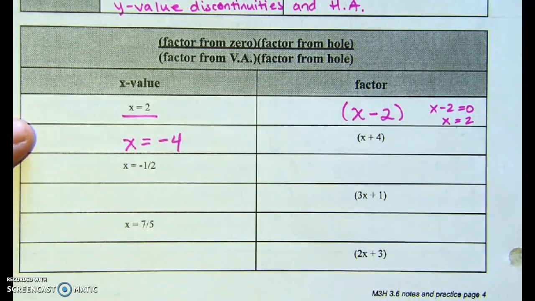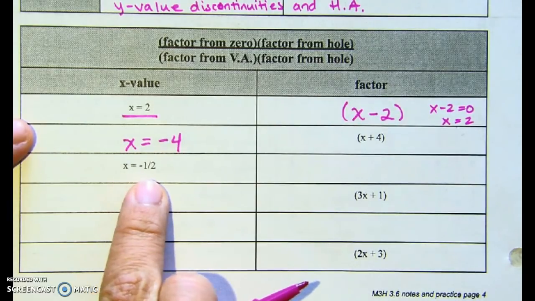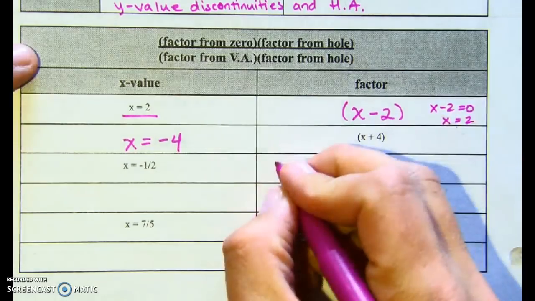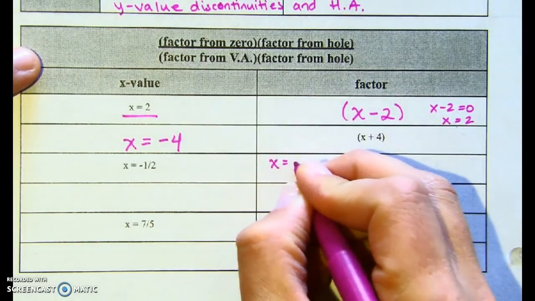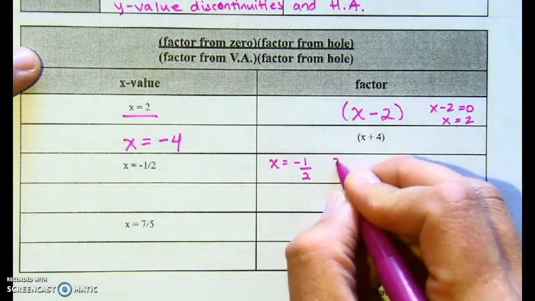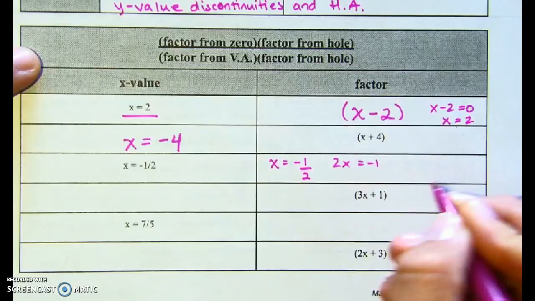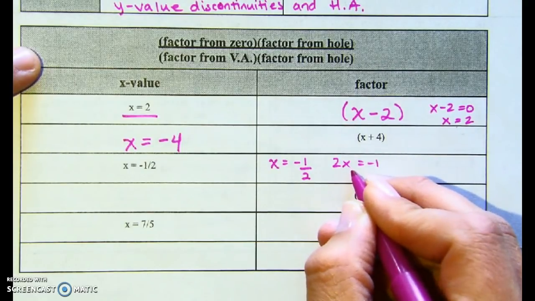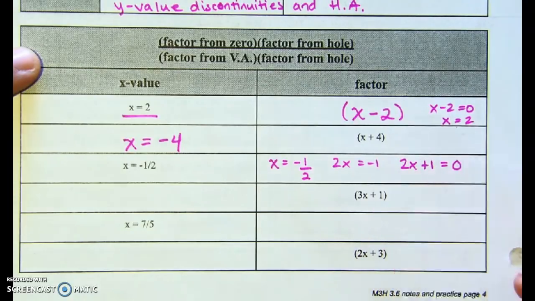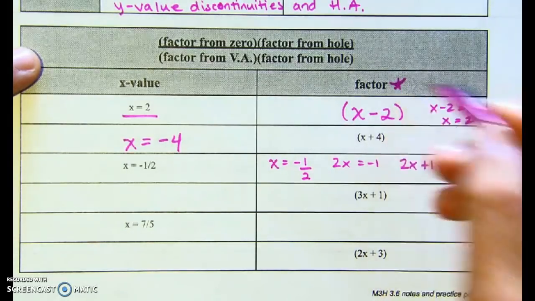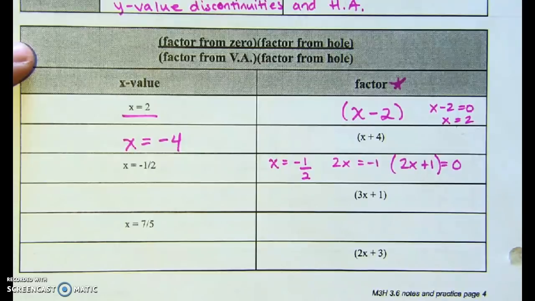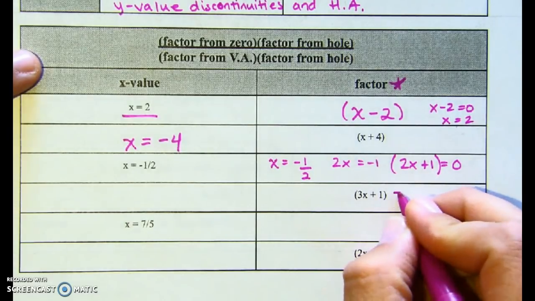See what we're practicing? If x equals -1/2, what would the factor be? So watch. How does this work? If x equals -1/2, here's what we're going to do. We're going to move this 2 in front. So we're going to have 2x equals -1, and then add the 1 to the other side. So then we have 2x plus 1 equals 0, which means what is the factor? The factor is 2x plus 1.